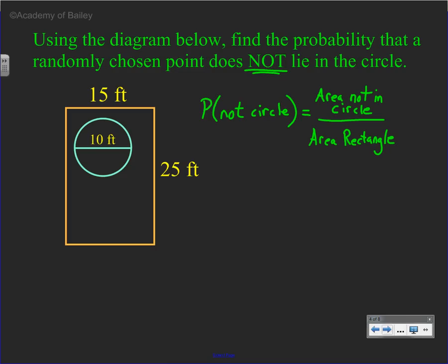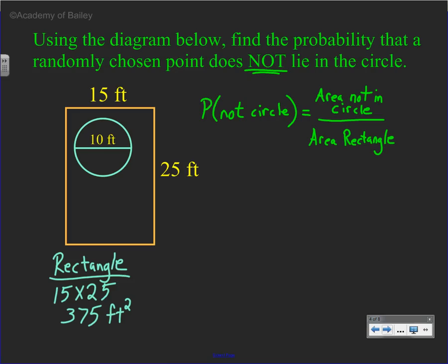The area of the rectangle is fairly easy to find. The area of the rectangle, we're going to take 15 by 25, and 15 times 25 is going to be 375. So we have 375 square feet for the area of the rectangle.